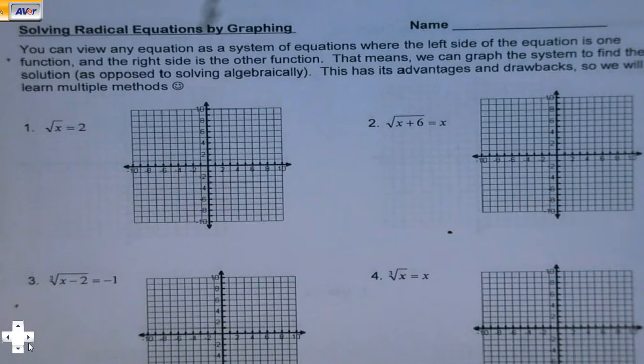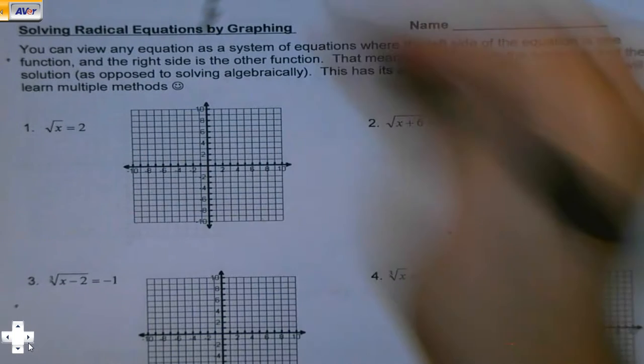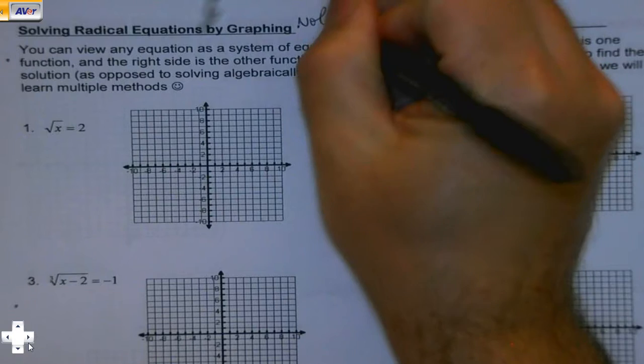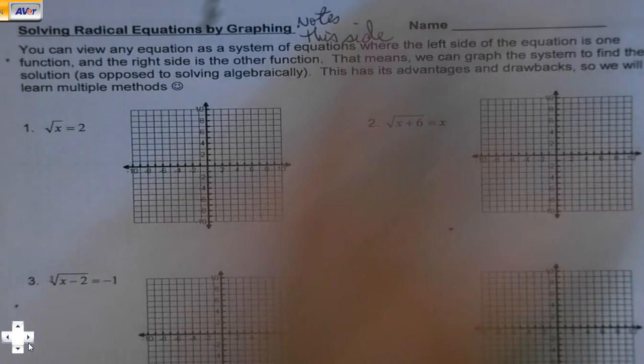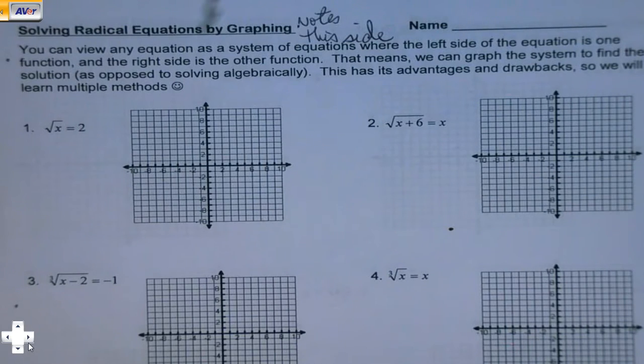Now, I'm going to be honest with you. Okay, so up right here, notes this side. The actual assignment's going to be on the other side. When we're doing these, I purposefully make them come out as whole numbers to let you see where it is and have them come out correctly.